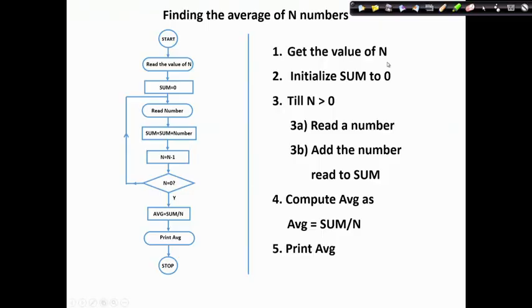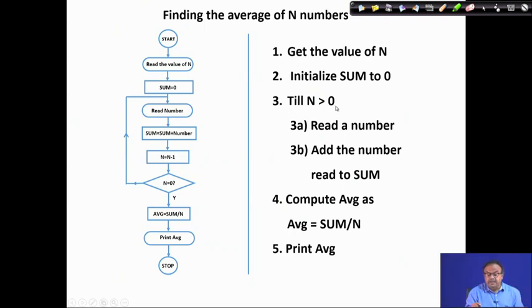So, get the value of n, initialize sum to 0, and till now here I am talking of this looping. As long as n is greater than 0, read a number, add the number that you have read to sum. You read a number, add the number read to sum.